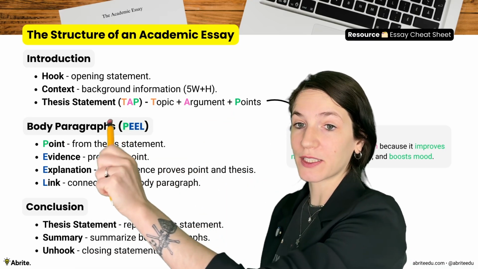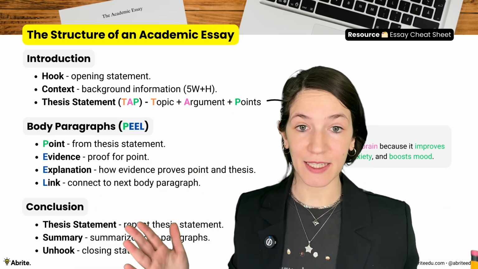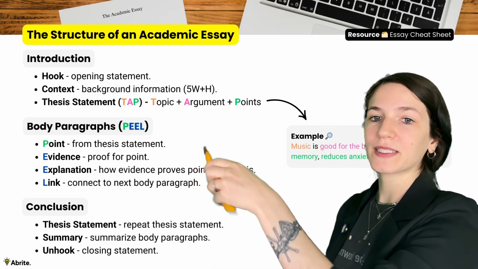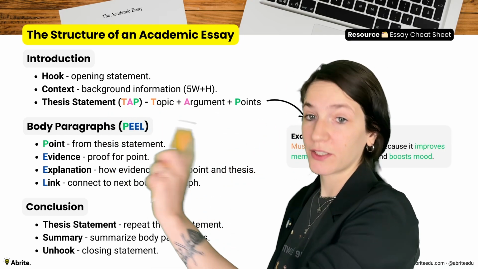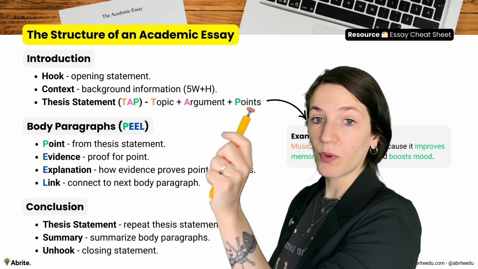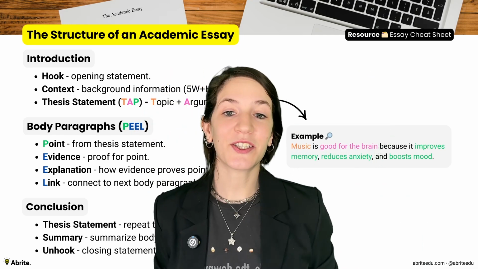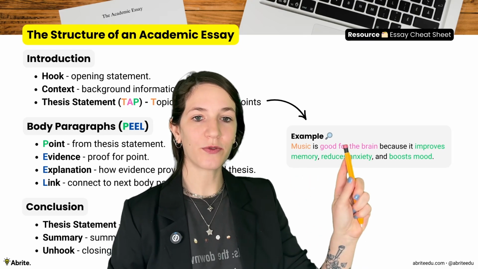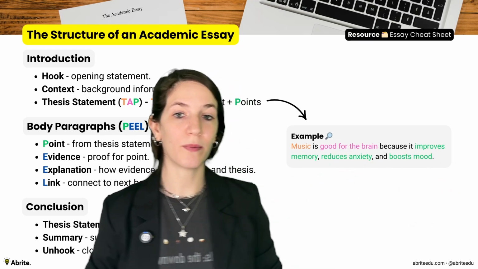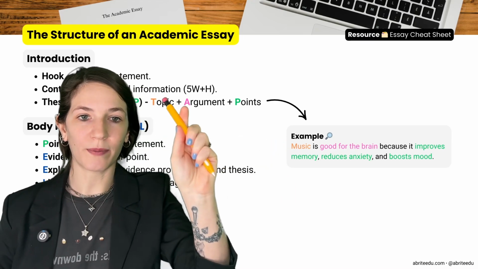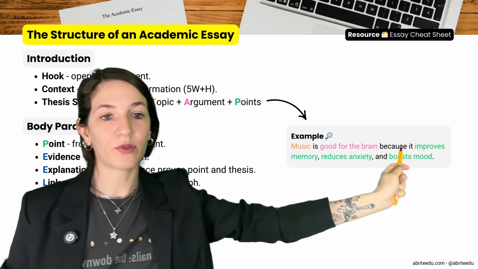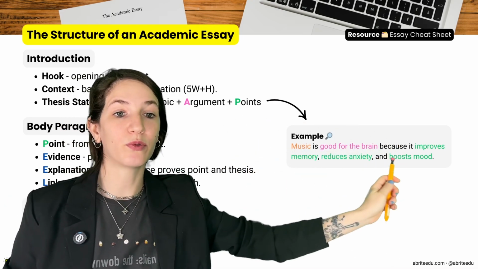Then you have your thesis statement, which is the star of your essay. And to write a thesis statement, you can use TAP: topic, argument, and points. Your topic is your main topic, your argument is what you're going to say about that topic, and your points support your argument. Let's look at an example. Music is good for the brain because it improves memory, reduces anxiety, and boosts mood. Here, music is your topic. Your argument is that it's good for the brain. Your points are that it improves memory, reduces anxiety, and boosts mood.